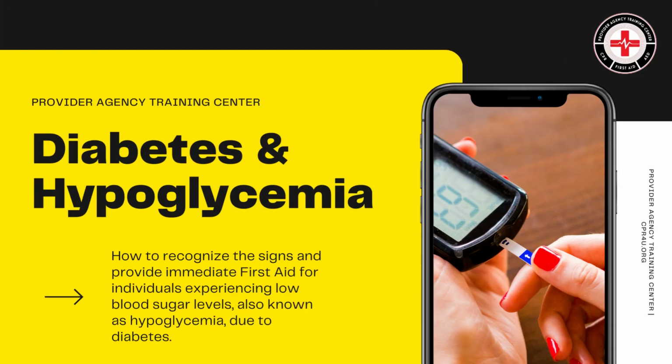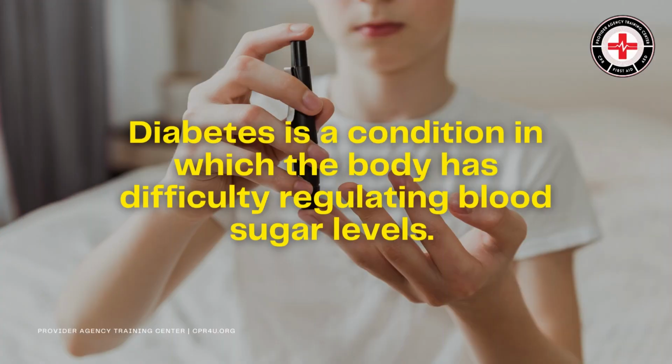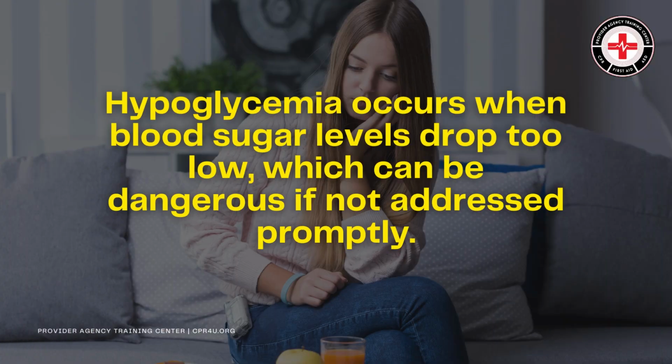Welcome to this section on diabetes and hypoglycemia. In this training, we will discuss how to recognize the signs and provide immediate first aid for individuals experiencing low blood sugar levels, also known as hypoglycemia, due to diabetes. Diabetes is a chronic condition in which the body has difficulty regulating blood sugar levels. Hypoglycemia occurs when blood sugar levels drop too low, which can be dangerous if not addressed promptly.